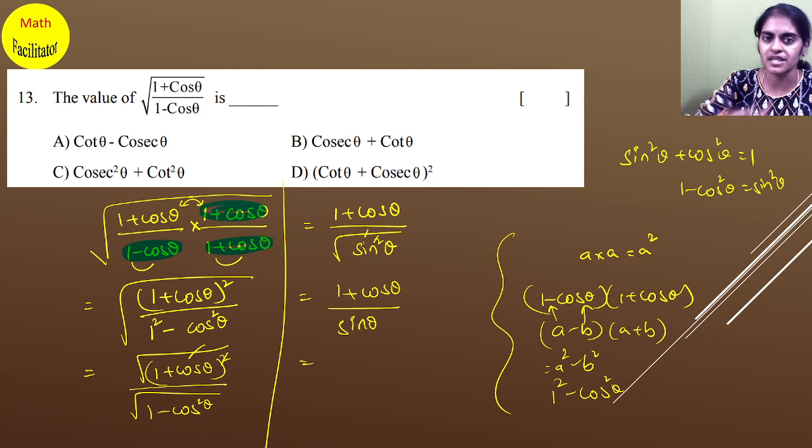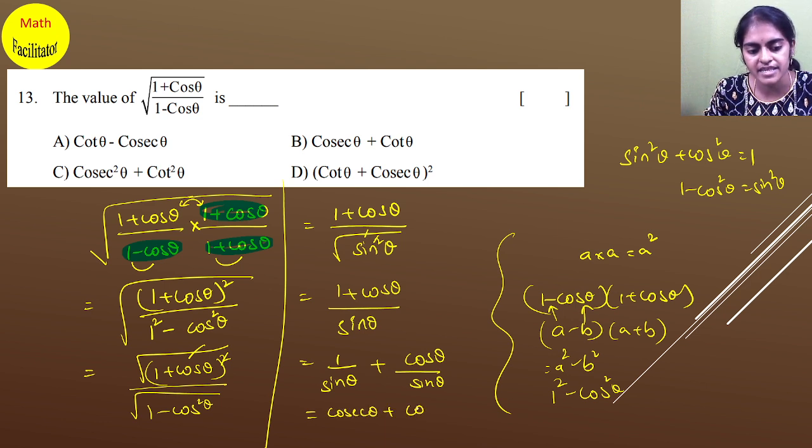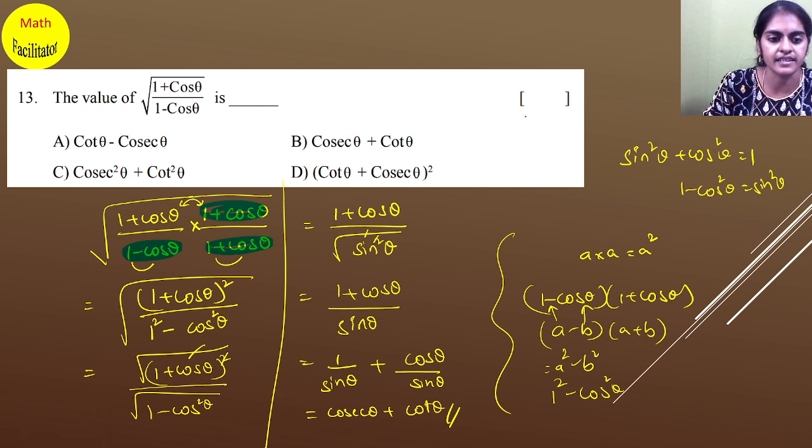But you can see the options are not in this way. So what you will do, just separate the denominator: 1 by sin theta plus cos theta by sin theta. Now 1 by sin theta is cosecant theta, plus cos theta by sin theta is cot theta. So do I have that option? Yes, option B is correct.